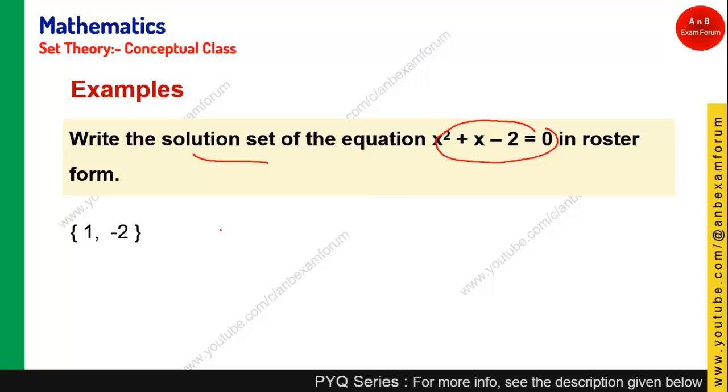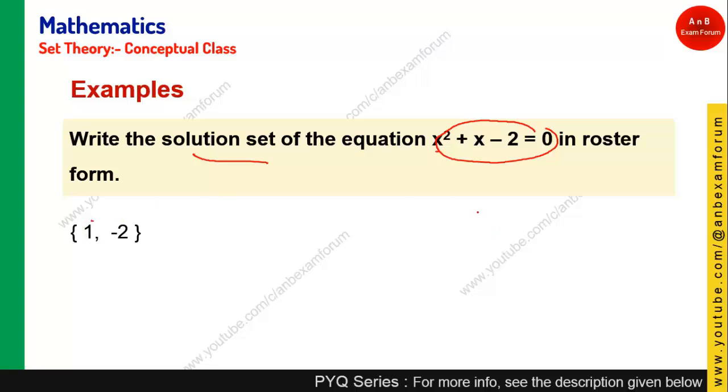For simplicity, if you put 1, 1 plus 1 is 2, 2 minus 2 is 0, so it is satisfying the equation. So this is okay. Since it is a quadratic equation, it will have only two members, and these two members are 1 and minus 2.